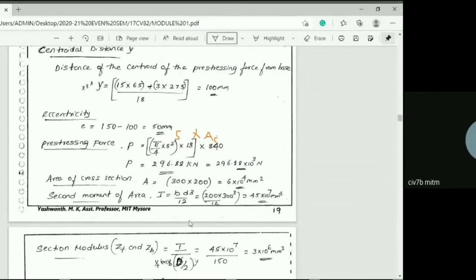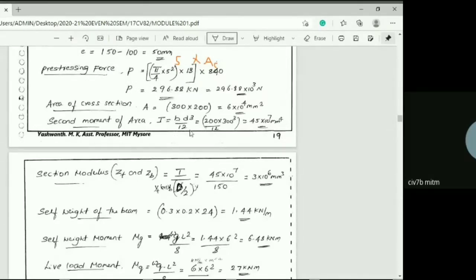Moment of area, or moment of inertia of a rectangular section. We know from the basics that the moment of inertia for a rectangular section is given by the formula BD cube by 12, where B is 200 and capital D is 300. You will get the answer in millimeter to the power of 4, because B is in millimeter and D cube is in millimeter cube. So we get the moment of inertia of a rectangular section. Please note down BD cube by 12. That is 45 into 10 to the power of 7 millimeter to the power of 4. Please check the answer.